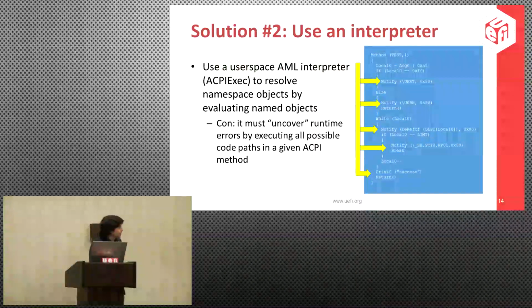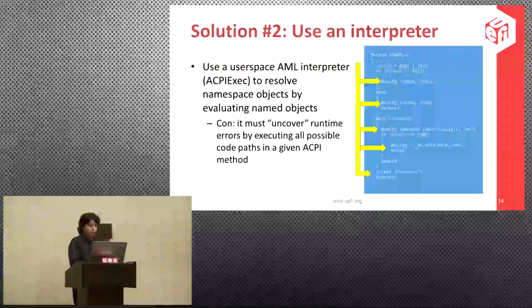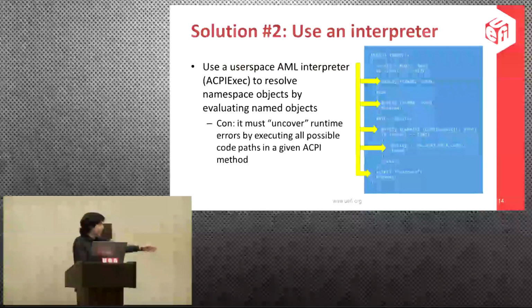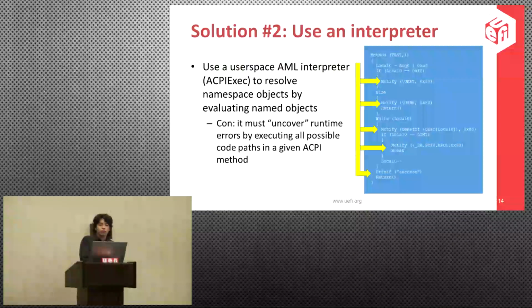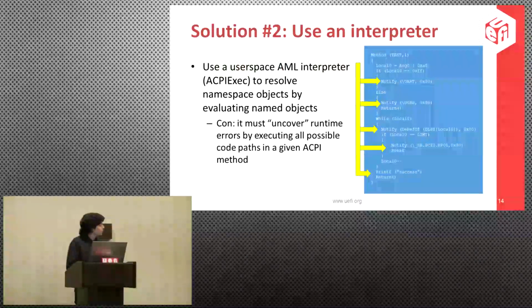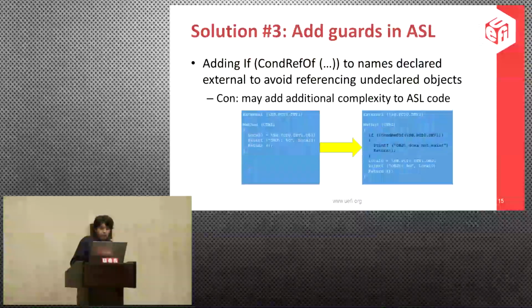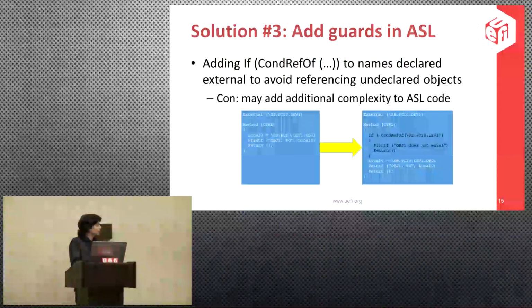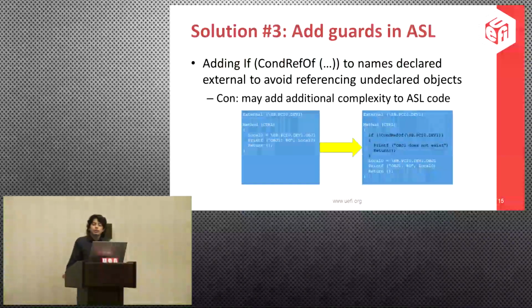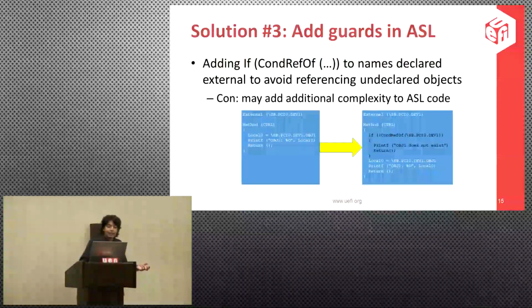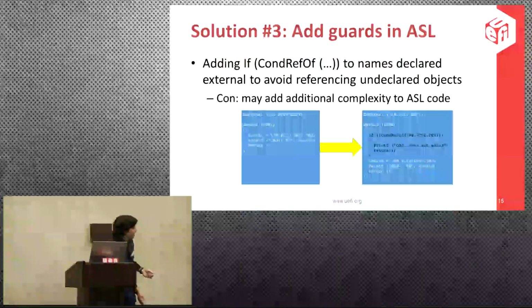So these are almost like hidden landmines in some ways, and using an interpreter, we need to be able to find them. Now, I'm not saying that ACPI exec or user space interpreters are a bad thing at all. It's just that detecting this kind of error in a methodical way is very difficult to do. So another solution is to add conditional statements or guards within ASL to check for certain symbols, to make sure that certain symbols exist before we continue with the method execution.